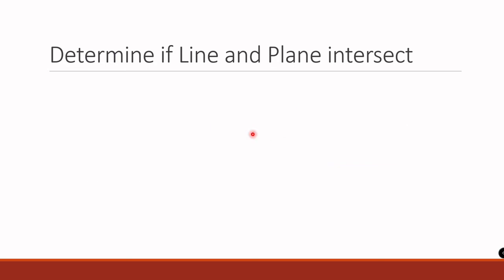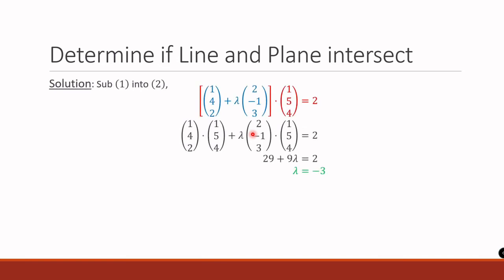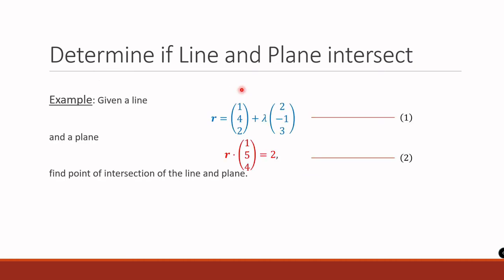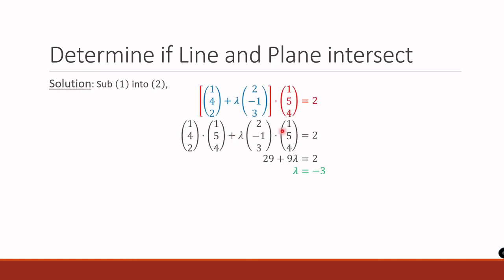So I go on and substitute the equation of the line into the plane. Again, recap. This is the line. Substitute into the plane. It looks like this. And I expand the bracket, like this, and evaluate the dot product. I get this thing. I solve for lambda. So lambda equals minus 3.